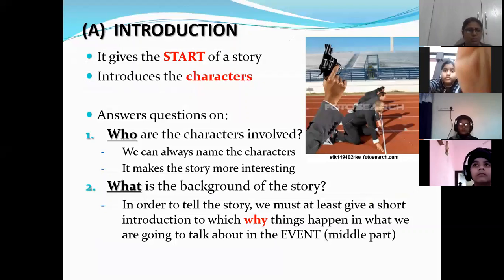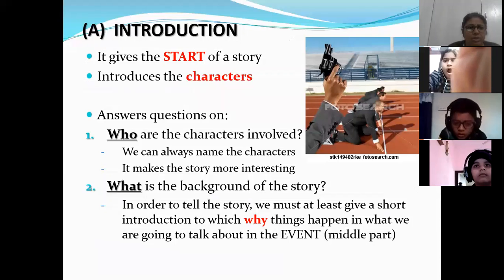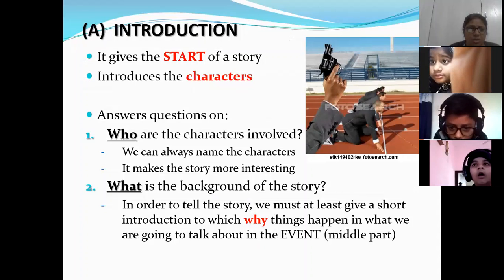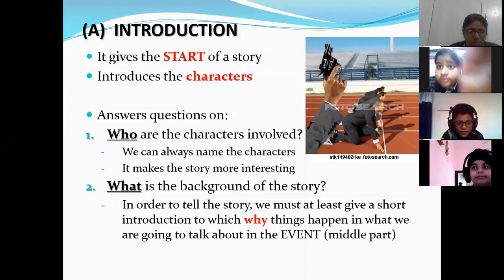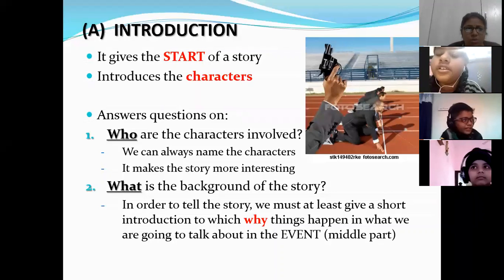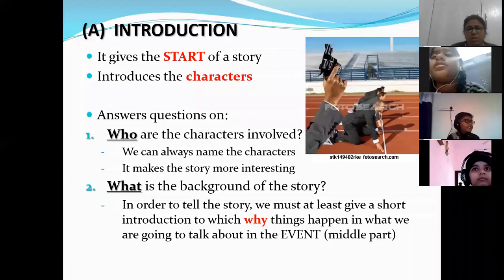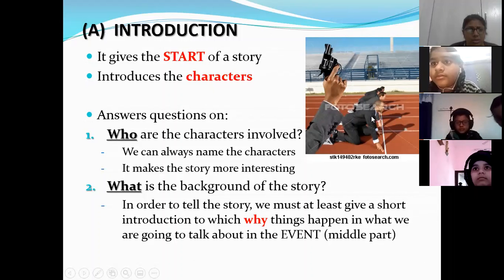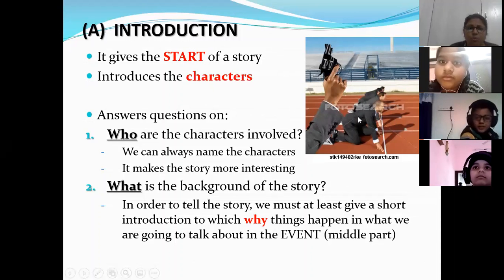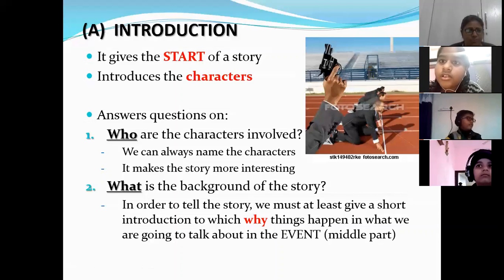Now when you are writing about the introduction, why do we write an introduction to a picture story? Because it gives the start of a story. So when you are writing the composition, the first thing you should do is introduce the characters. Like the characters you can see here in the picture, you can write that I can see 4 people, they are ready for the race. So what are the characters? You can see 4 people, or you can say 4 sports persons. Then you have to answer questions like, who are the characters involved? You can name the characters. Why should we name the characters?